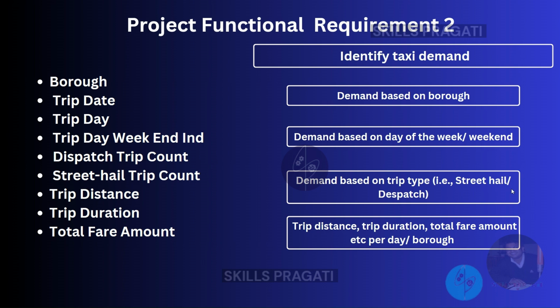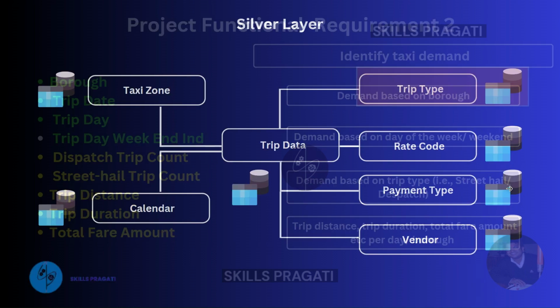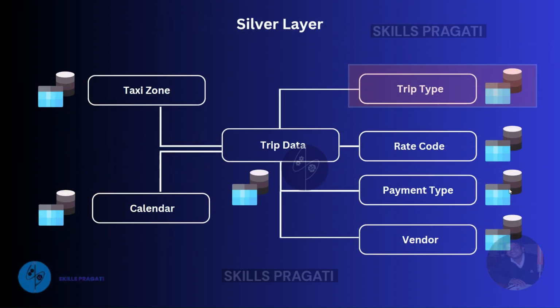These are the columns we need, but we already have the columns borough, trip date, trip day, and the trip day weekend indicator in our aggregated table. So we just need to introduce the other things, which are the dispatch trip count, street hail trip count, trip distance, trip duration, total fare amount. In order to identify whether the trip is street hail or dispatch, we also need to join the trip type table. With that, I've given all the information that's required to build a solution for this requirement.